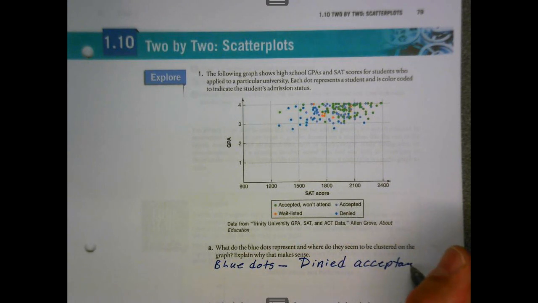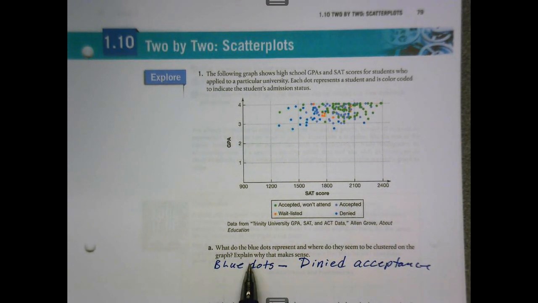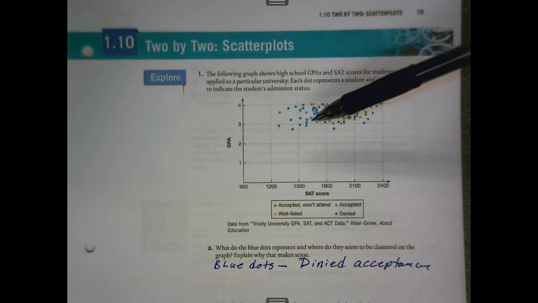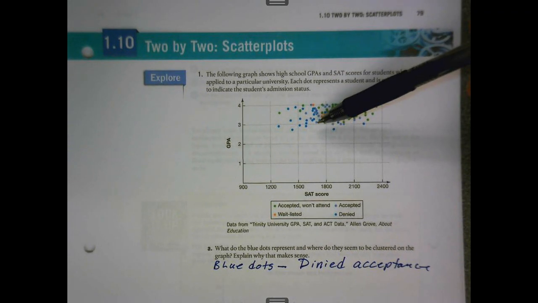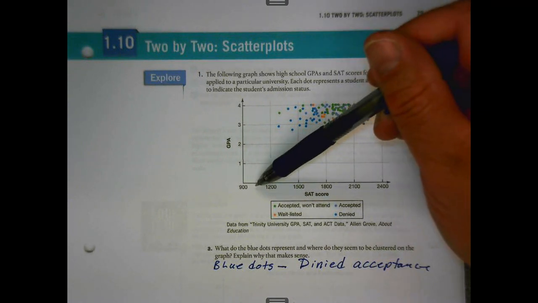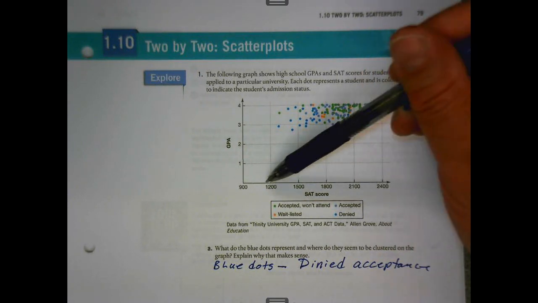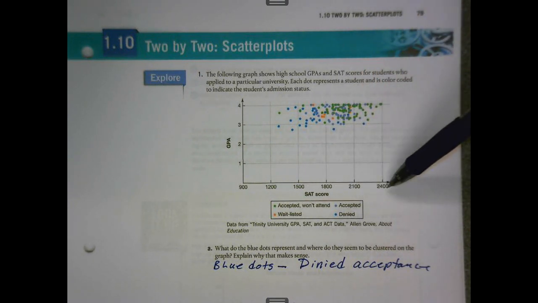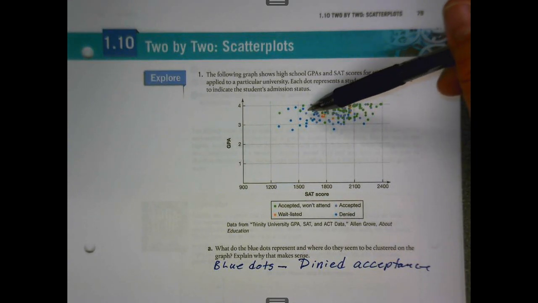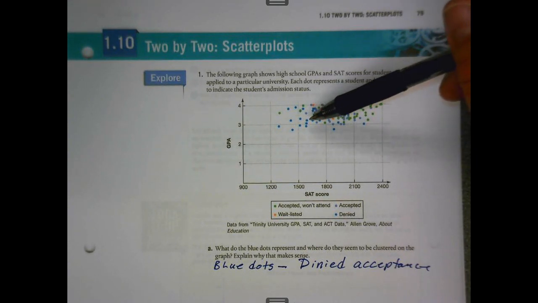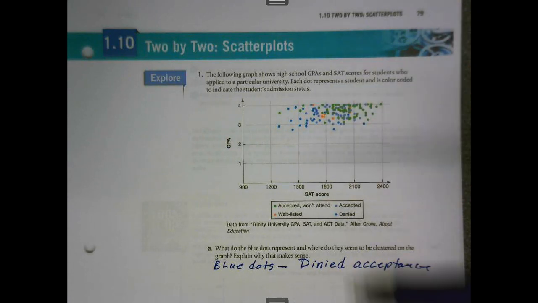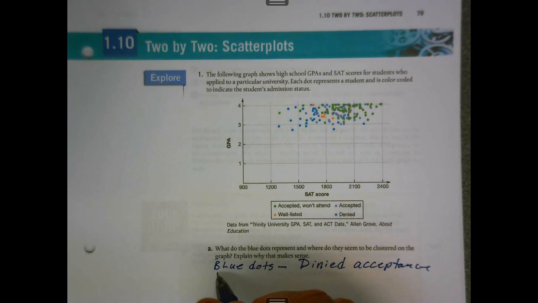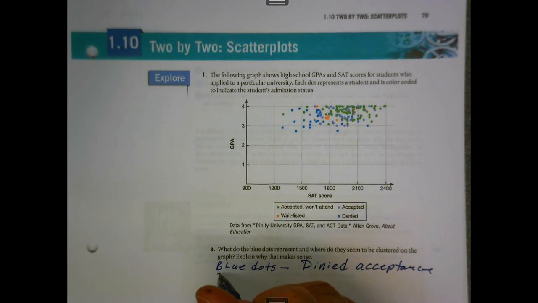And then it says, explain why that makes sense. Well, if we look at the cluster of the blue and we look at our graph, the horizontal axis here, the SAT scores are going up. Therefore, a good assumption is that they had a good lower amount of SAT scores. So it makes sense because lower SAT scores.